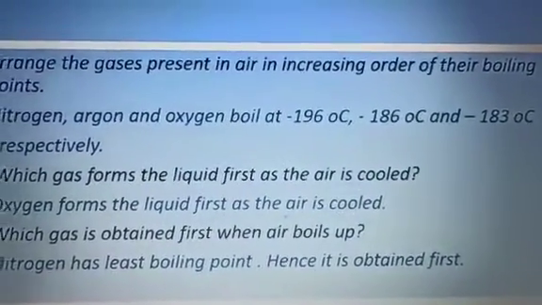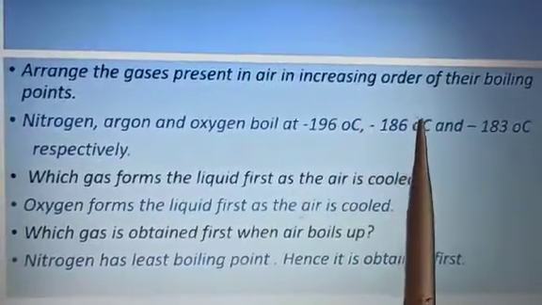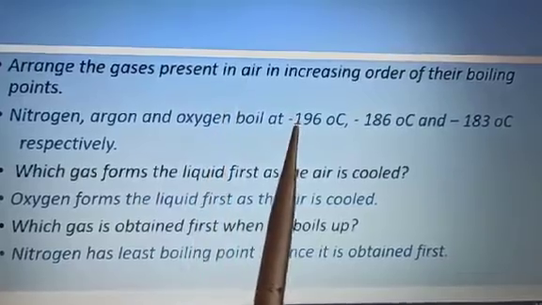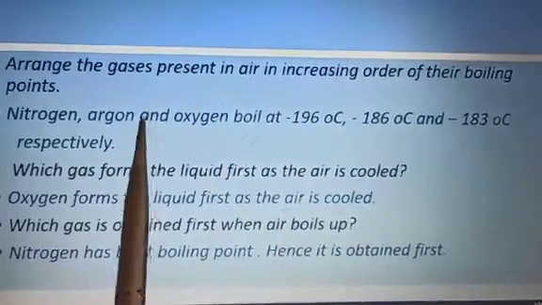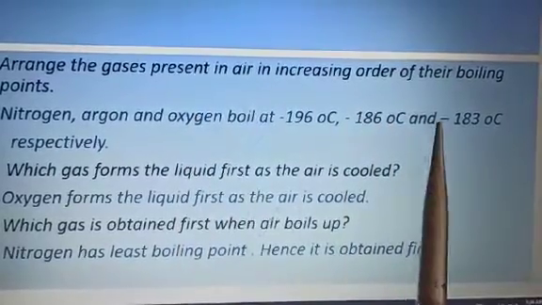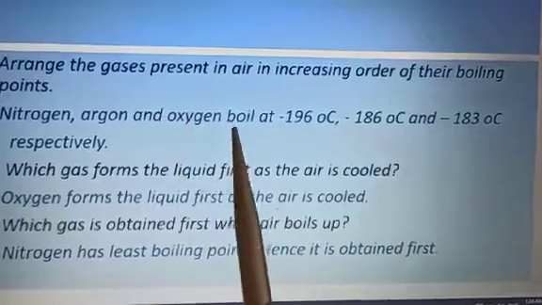Some questions are given here. Arrange the gases present in air in increasing order of the boiling points. You have seen that nitrogen has the least boiling point, that is minus 196 degrees Celsius. Argon has minus 186, and then oxygen has minus 183, which is the maximum of these three, right?